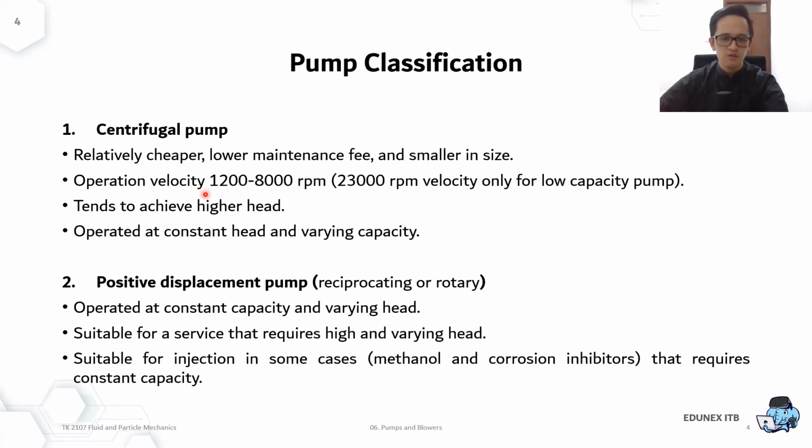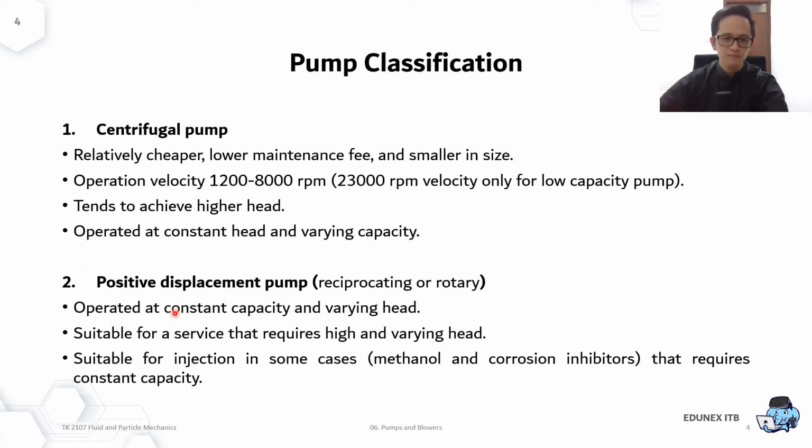The operating velocity is typically around 1200 to 8000 RPM in terms of the impeller rotation. In some special cases, a very high velocity can be used, for example up to 23,000 RPM, but only for a low capacity pump. It tends to achieve a higher head and is operated at constant head and varying capacity, as will be explained later when we talk about the pump curve.